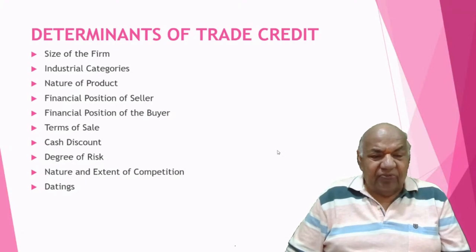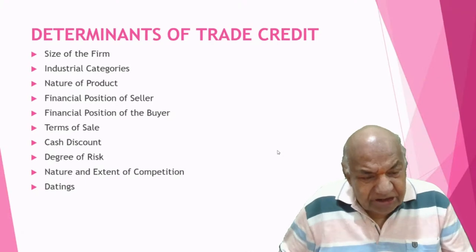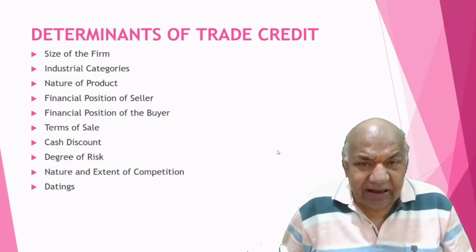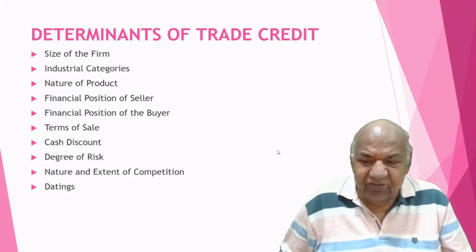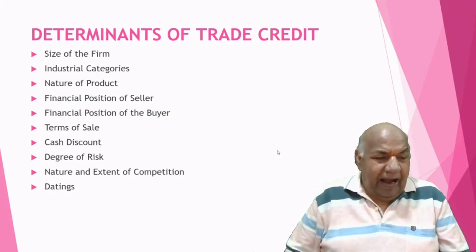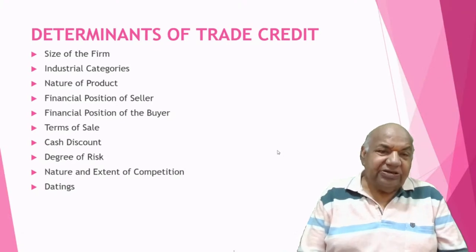Nature and extent of competition. If there is large competition, so many sellers are there, then credit will be allowed more. If there is monopoly, then there will be no trade credit. And datings, which are normally allowed in the agricultural sector.